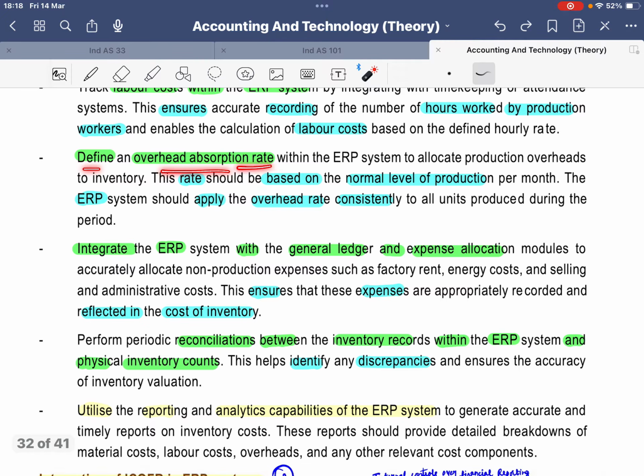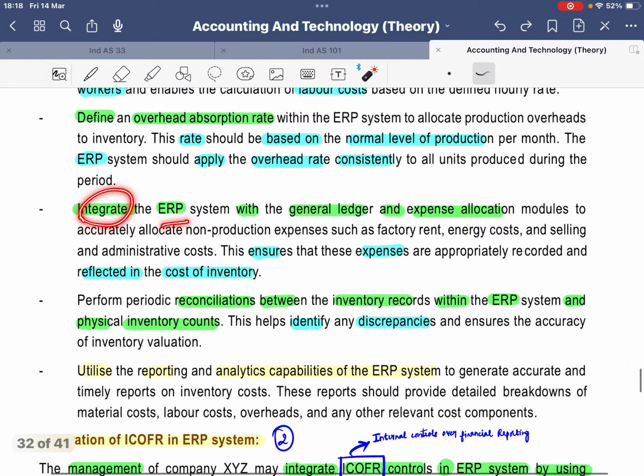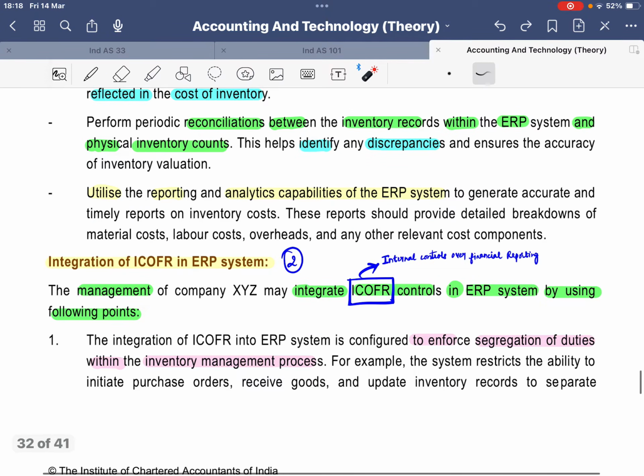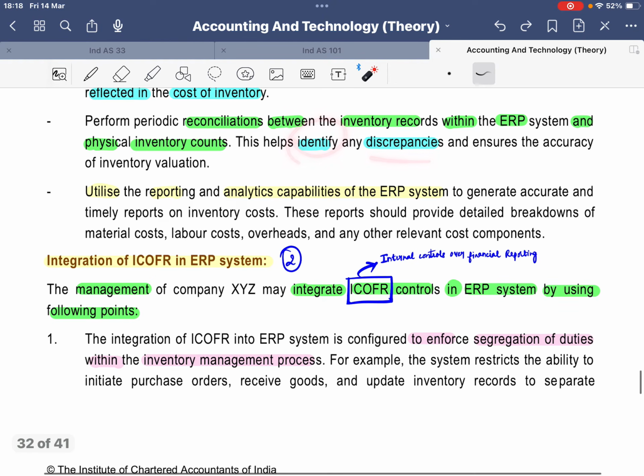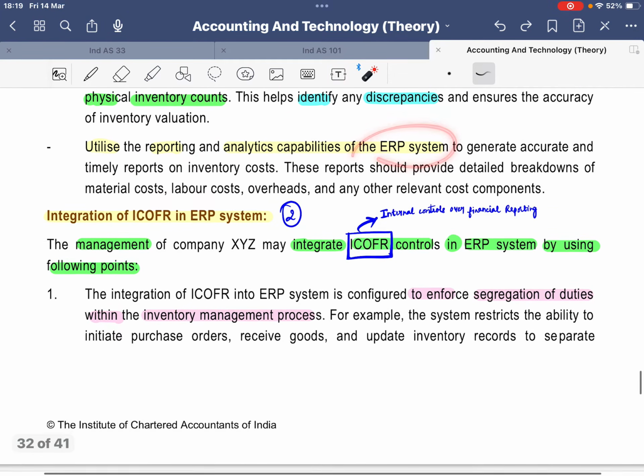Define overhead absorption rate. Rate based on normal level of production. ERP applies overhead rate consistently. Integrate ERP with general ledger and expense allocation. Ensure expense reflected in cost of inventory. Reconciliation between inventory records within ERP and physical inventory counts. Identify discrepancies. Utilize reporting analytics capabilities of ERP system.